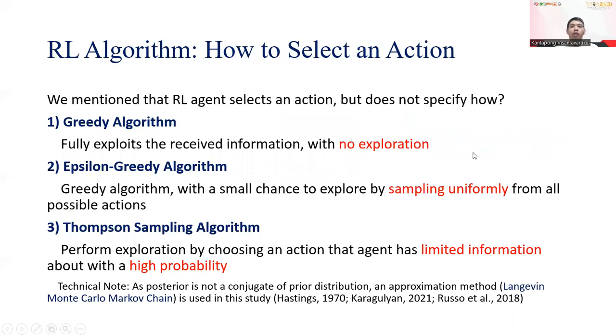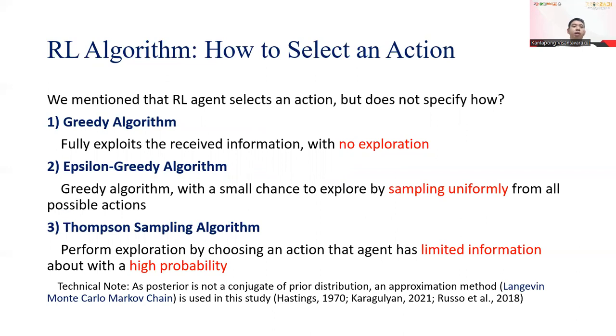Regarding the algorithm, it specifies how to select an action. We start with the basic thing first, that is the greedy algorithm. Basically, the greedy algorithm will fully exploit the received information without exploration. The second one is the epsilon greedy algorithm, which is the greedy algorithm but with a small chance to explore by sampling uniformly from all possible actions.